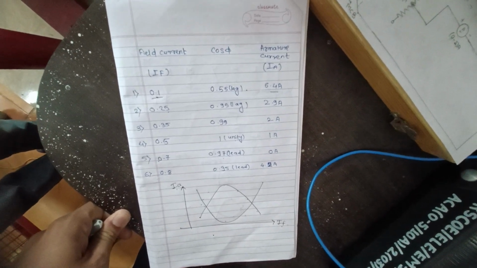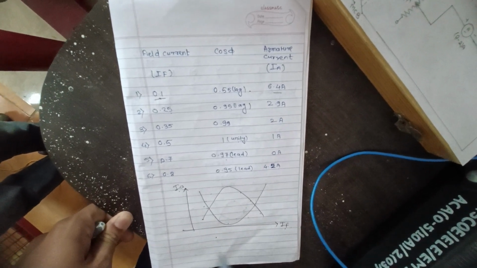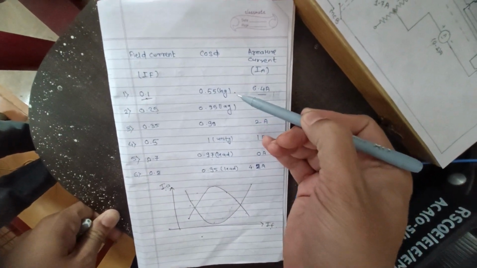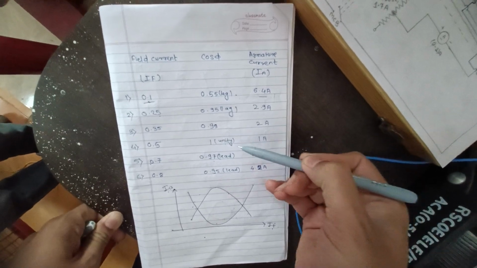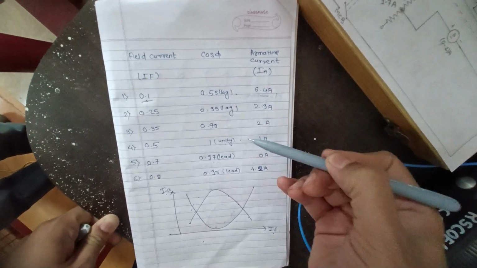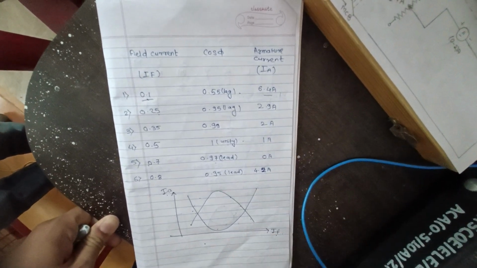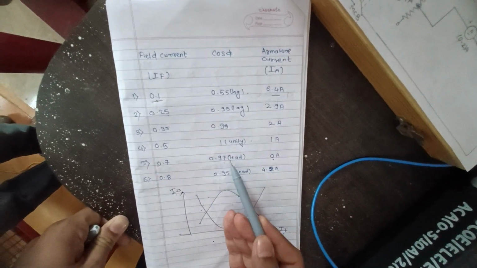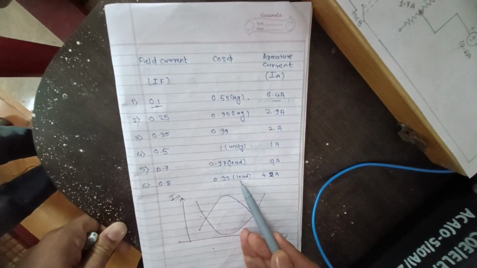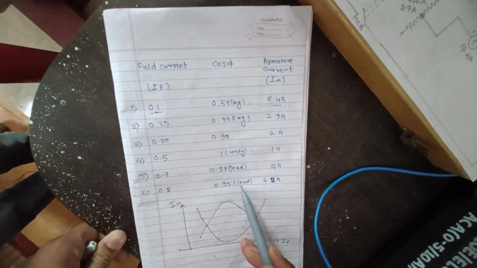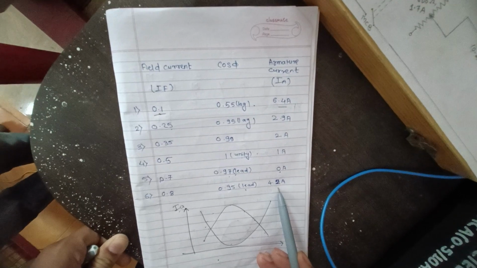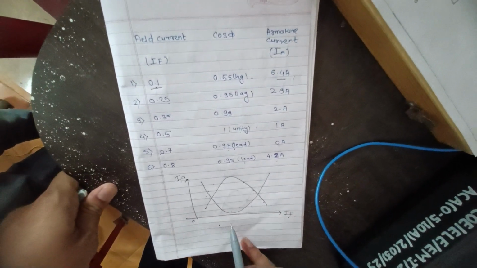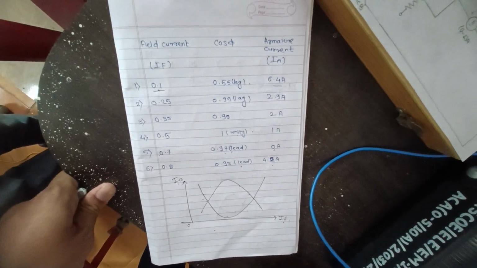So as we vary the excitation, the armature current goes on reducing and the power factor moves from lagging to unity. Once it reaches unity, if you increase the excitation further, in the overexcited condition the armature current is leading. So as you move towards the leading power factor, your current again goes on increasing. Hence we verified the characteristics of the V and inverted V curve.